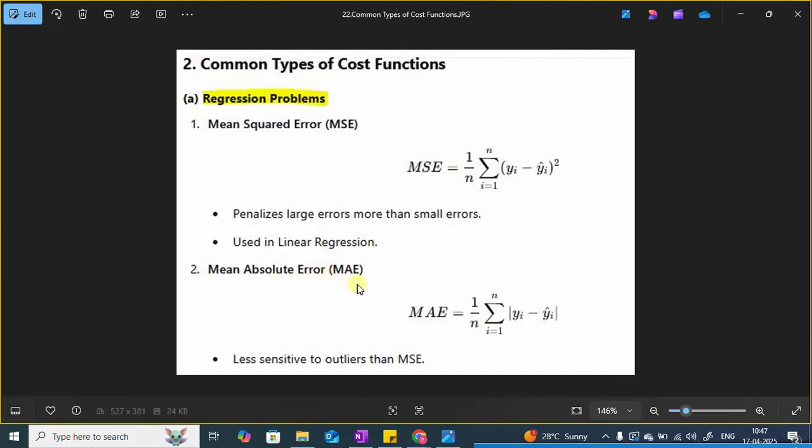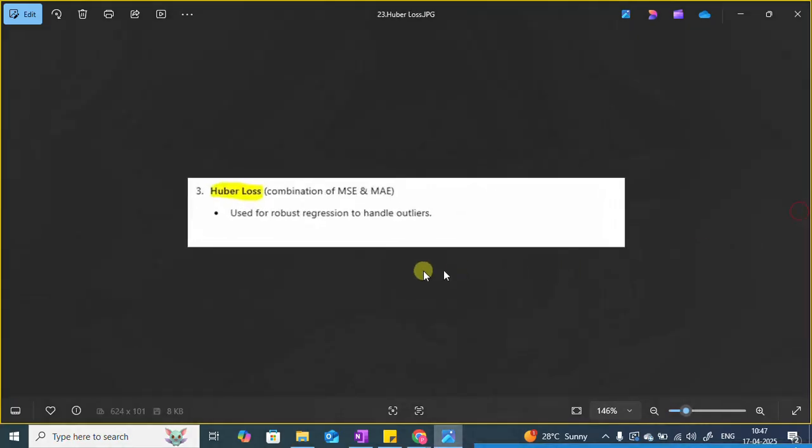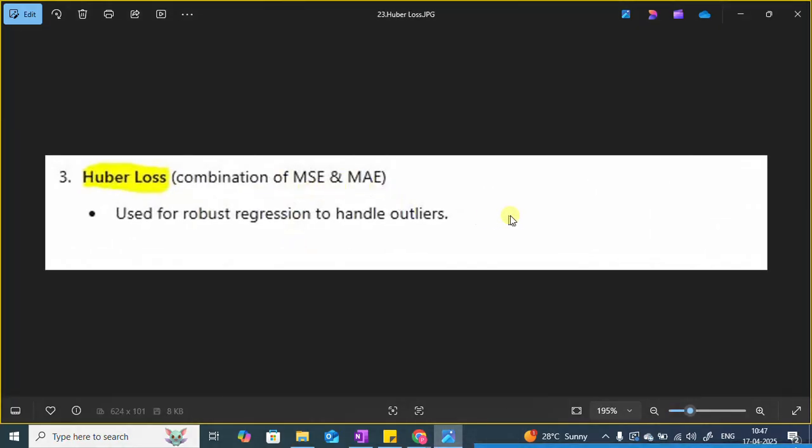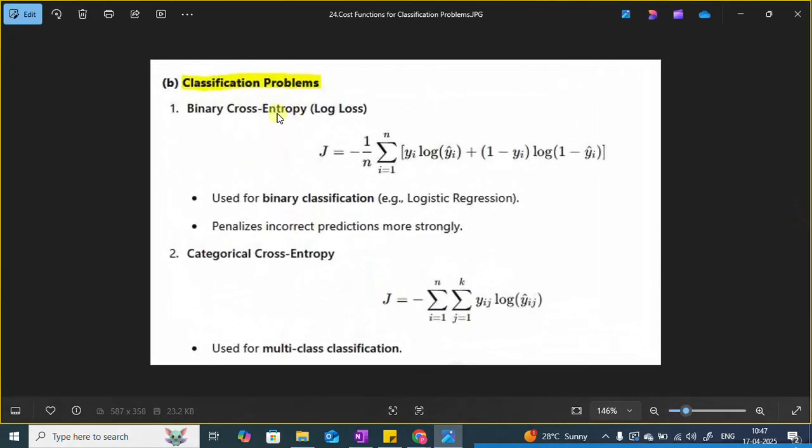Now mean absolute error, again mean means 1 by n. Absolute means just absolute, not squaring, the difference between actual value and the predicted value, just the mean. It is less sensitive to outliers than MSE. Similarly, Huber loss is a combination of both MSE and MAE, used for robust regression to handle outliers. For classification, we use binary cross entropy, called log loss, for binary classification, that is logistic regression, as we have already learned. Categorical cross entropy is used for multi-class classification. No need to remember the formula, just have a look. Nobody will ask you the formula.